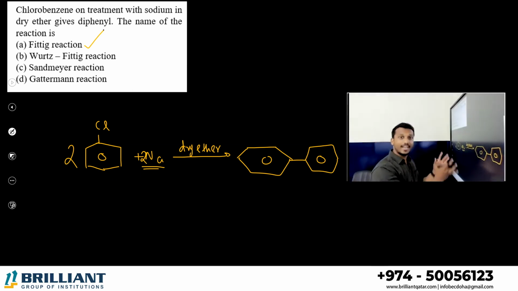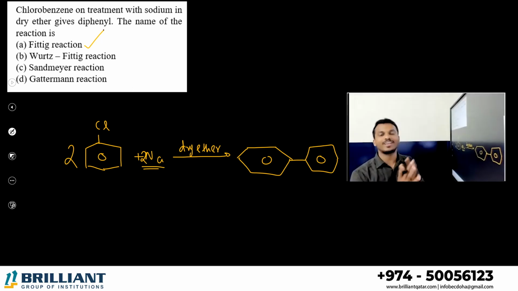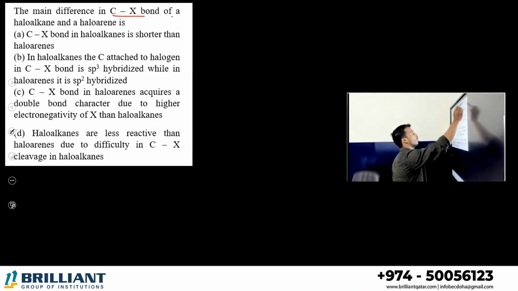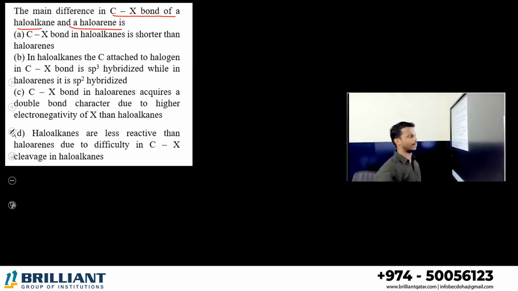But in haloarene, double the number of aromatic ring is discovered by Fittig. That's the difference, okay? Option A is the correct one. Now, the main difference between carbon-halogen bond of a haloalkane and haloarene we discussed before on another question.